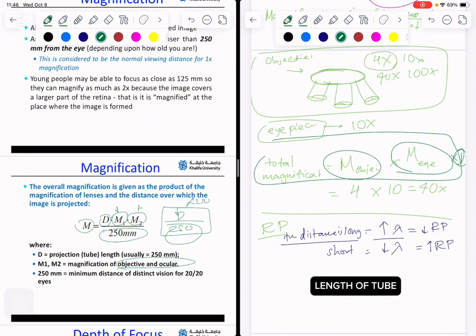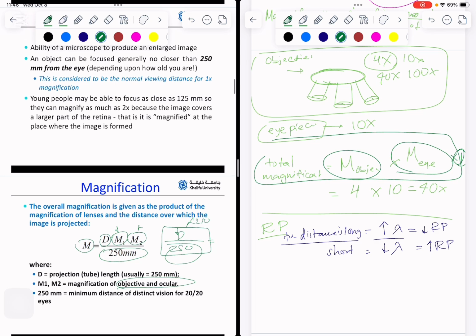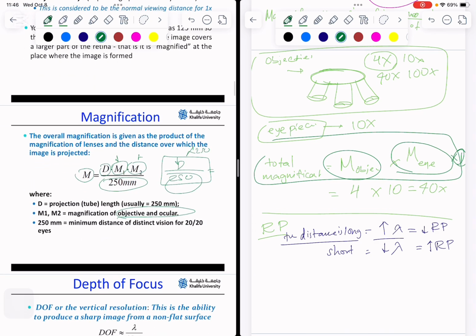So 250 over 250 is 1. It typically cancels out, and we don't even include it. But again, Dr. Shabir, I don't know why he's adding more stuff that's making it more complicated. Sometimes they have a shorter lens, so there's going to be a smaller D over here, and we're going to end up with probably a decimal, which ends up giving a smaller overall magnification, as I just said.